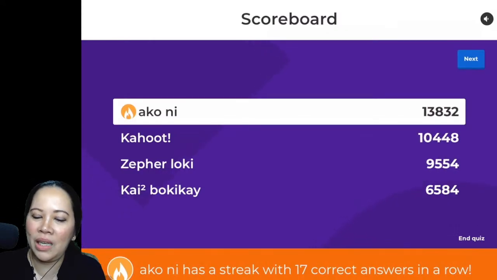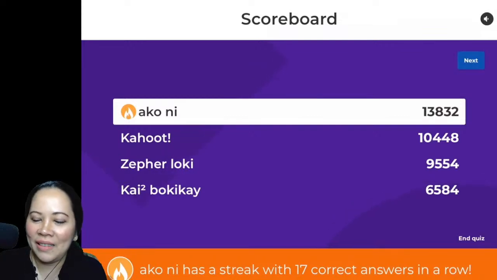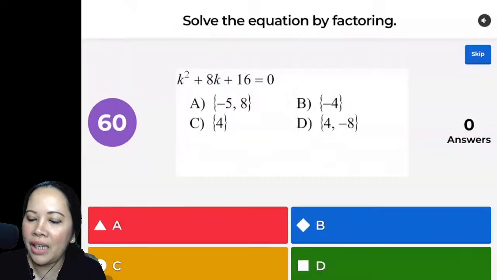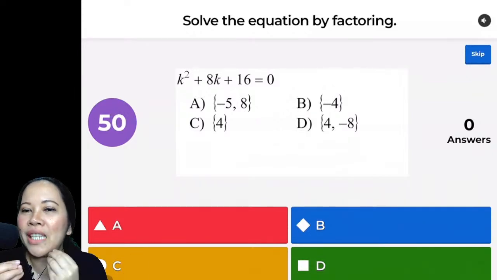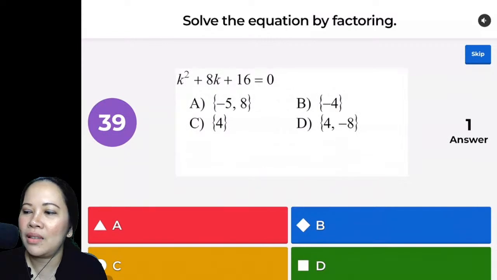Okay, last question before we end tonight's live stream. Solve the equation by factoring. Okay, what is the root of 16? And remember, a perfect square trinomial is always plus plus or minus minus. So what is the root of 16?